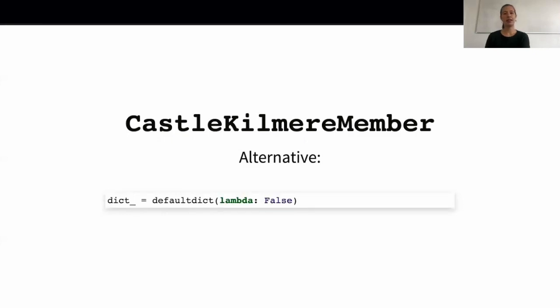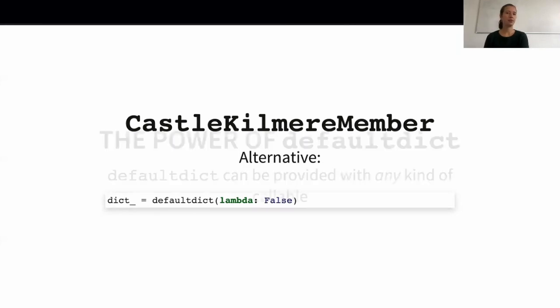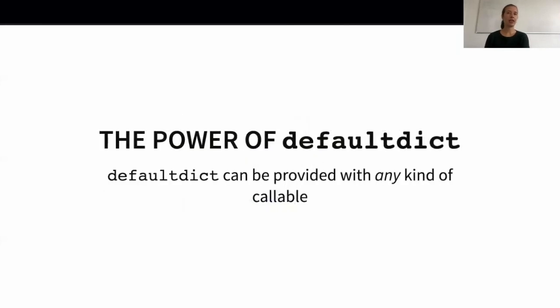The current behavior is still very boring and we could just use the dict.get function instead. The power of the Defaultdict class arises from the fact that it can be provided with any kind of callable. This has several important use cases. One common problem that can be solved with the Defaultdict is grouping items in a collection.